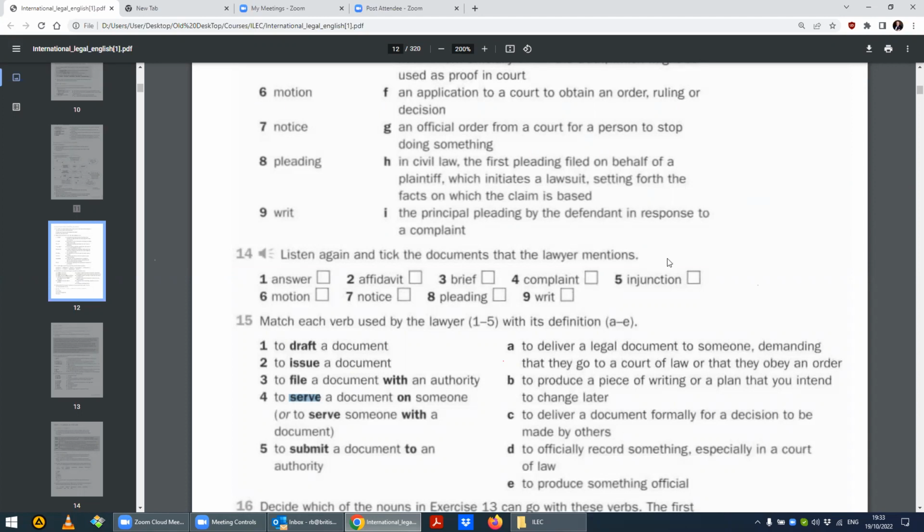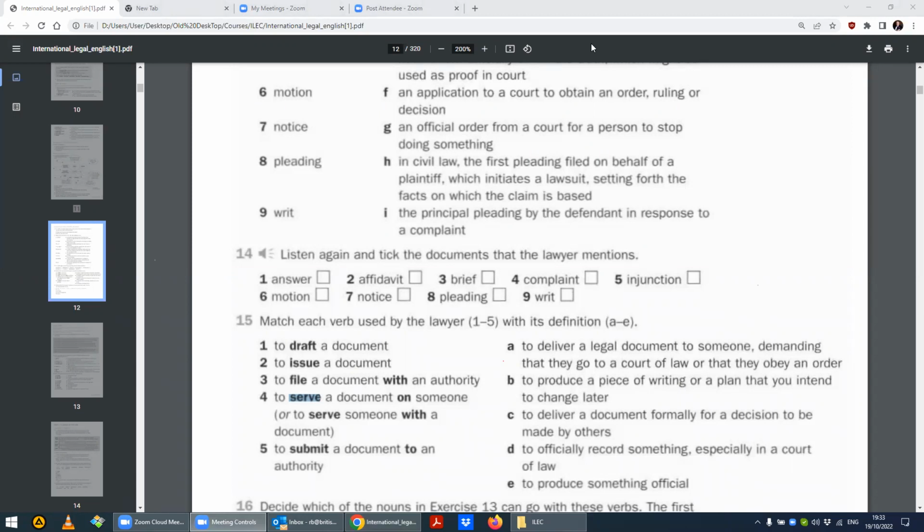Right. Okay, what's B? What does B refer to? To produce a piece of writing or a plan that you intend to change later. What verb is that? To what a document? This is an easy one. I think you're all going to get this. It's the initial version, the first version of the document. Could be a contract, could be a statement, could be an affidavit. Yes, to draft a document.